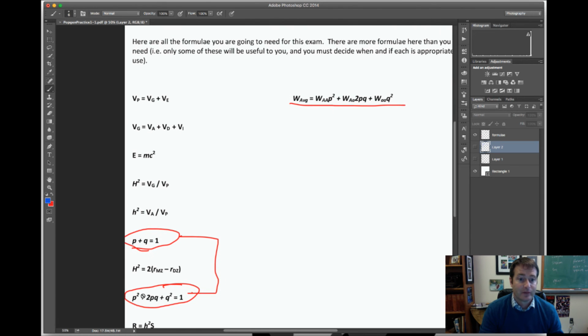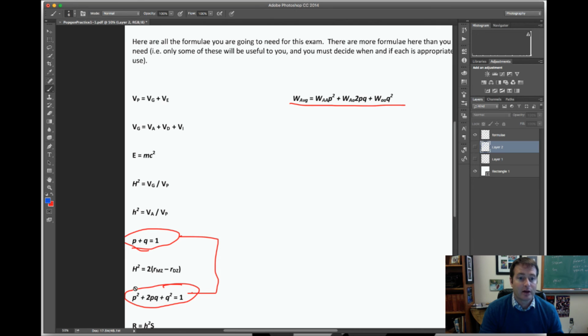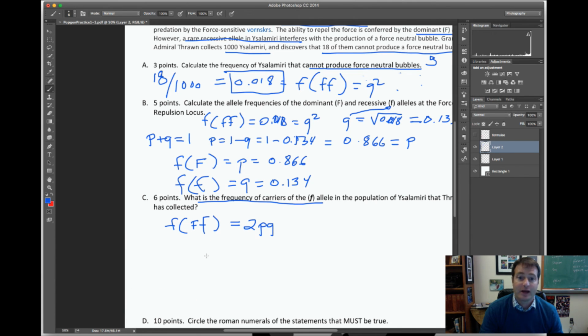Here's what I'm using. P plus Q equals 1. We used that. P squared plus 2pq plus q squared equals 1. These are the frequencies of the genotypes: the frequencies of homozygous dominant, heterozygotes, and homozygous recessive. If you add them all up, they have to add to 1. So that's where I'm getting this from. Okay, let's come back to our question.